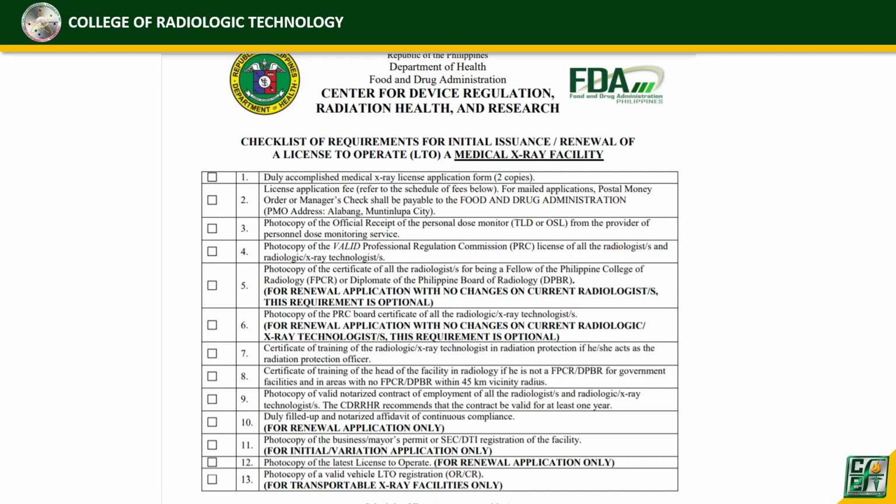Then, photocopy of the board certificate, PRC board certificate of all radiologic technologies or X-ray technologies. Okay. Certificate of training of radiologic technologies or X-ray technologies, or radiologist in radiation protection, okay, if he or she acts as the radiation protection officer or RPO or RSO, radiation safety officer. Okay, so certificate of the head of the facility in radiology if he is not a FPCR or DPBR for government facilities and in areas where no radiologist, okay, within 45-kilometer vicinity radius.